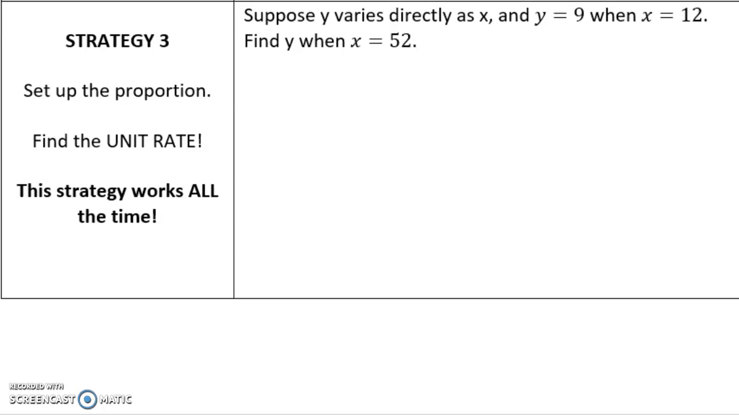Here we go. Suppose Y varies directly with X. Y divided by X. Y is 9 when X is 12. And it says find Y. So I'm missing the top part when X is 52. Label everything. Make sure you're putting your numbers in the right spot. That is the first hurdle to conquer.